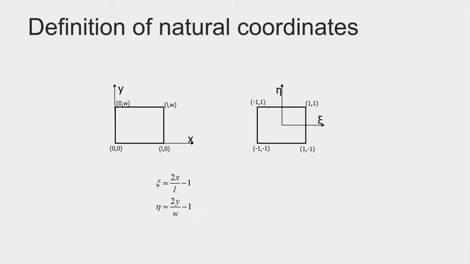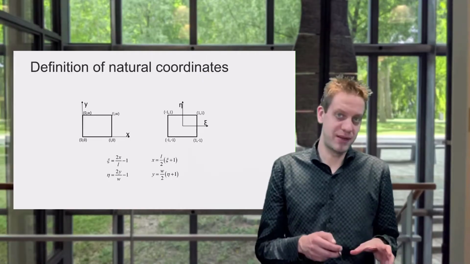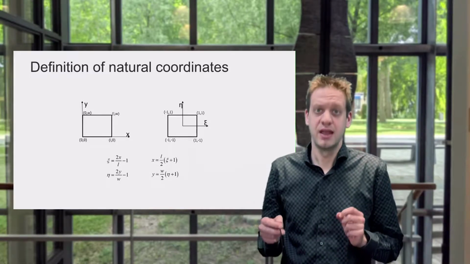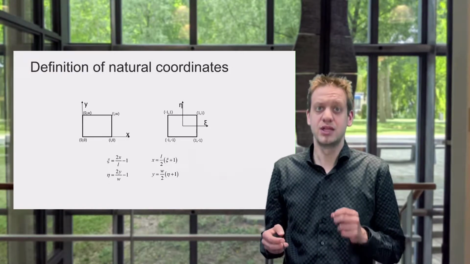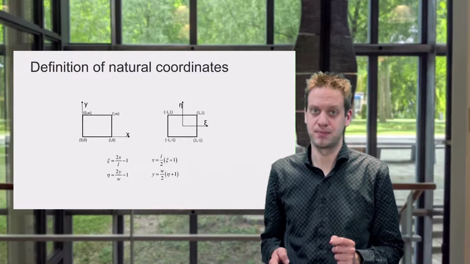We can also define the other transformation, obtaining x and y as a function of eta and xi. In that case, we have to shift by half the length and half the width to move the origin, and multiply by half L and half W. Of course, if you don't trust me, you can always check these transformations for yourself. Now, in this case, xi is only dependent on x, and eta is only dependent on y. But this is not always the case. If you have an irregular shape, both xi and eta will depend on both x and y. This will not make the methodology different, but you have to take that into account in your calculations, of course.